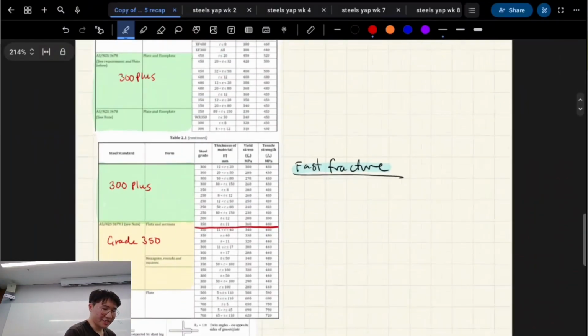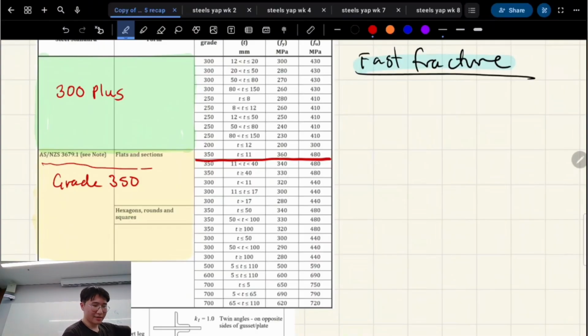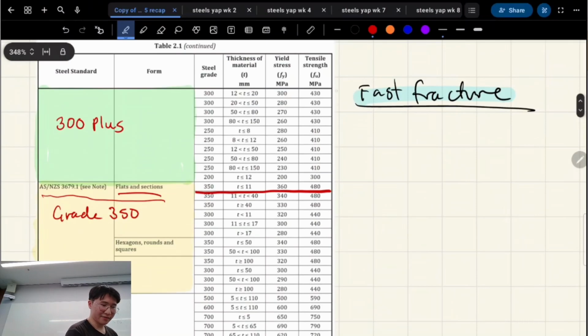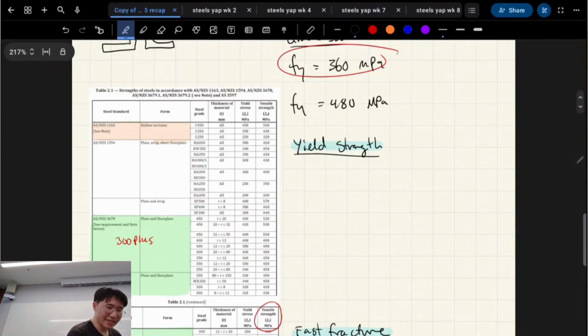Okay, basically, we go to this table in the standards, or from your lecture slides, and this is in order to find FU, right? This is grade 350 steel for a flat section, and we're looking for the tensile strength, which is 480. We're gonna need that to calculate the fast fracture capacity, right? So that's that right there. Cool. Okay, yield strength.